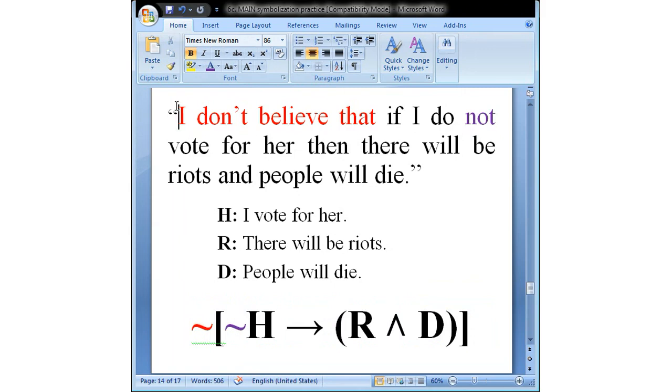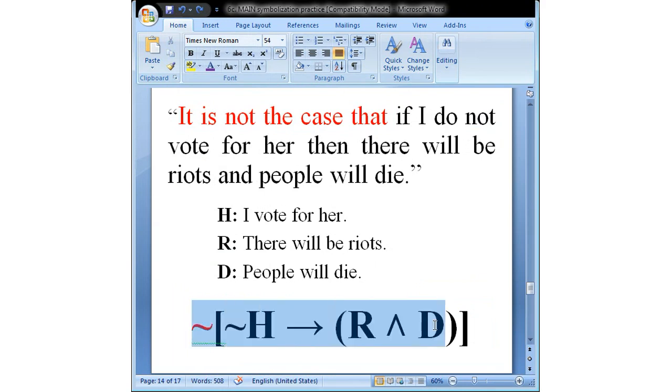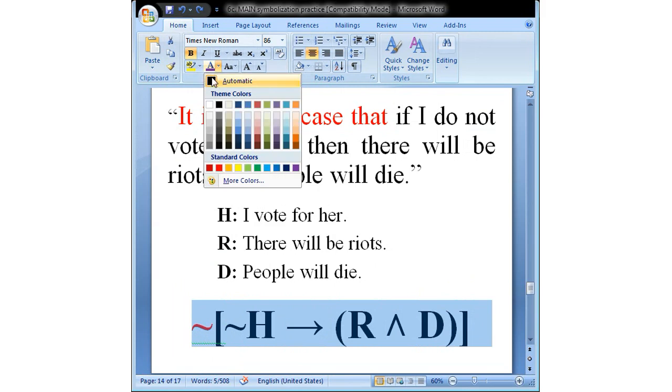All right? Originally, what did I have? I said it's not the case that if I do not vote for her, then there will be riots and people will die. And this captures it beautifully. You'll notice how the structure at the bottom is more available to view, in some sense clearer. That's the beauty of the symbolization stuff.